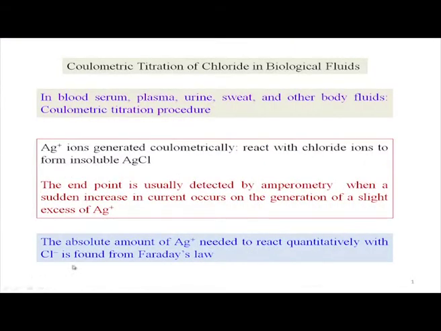The required amount of silver ion you need for this sort of titration can be found out. The amount which reacts quantitatively with Cl minus is found from Faraday's law. How much you require, depending upon the corresponding charge and the current, can be found from the well established Faraday's law.